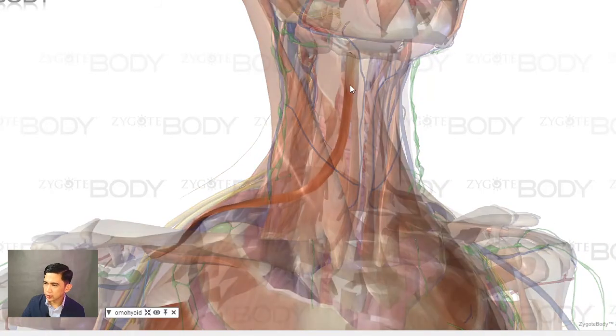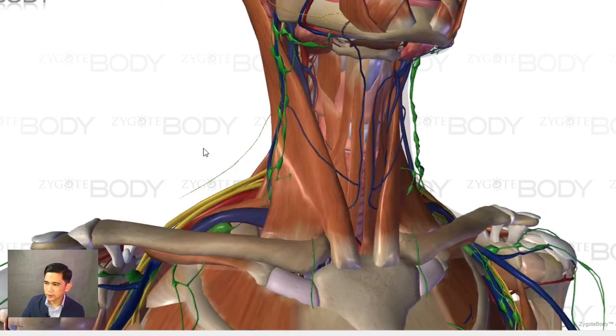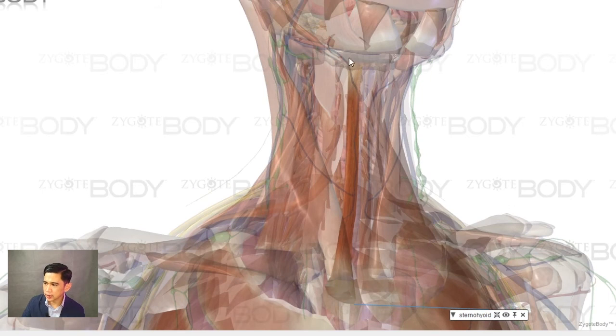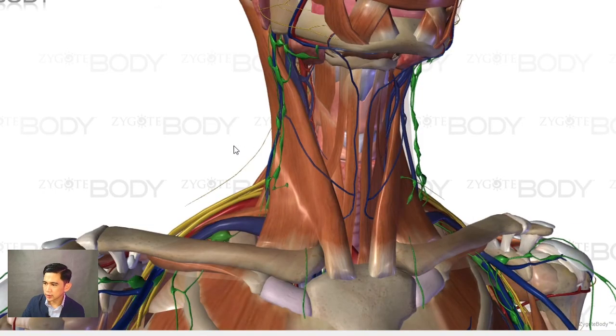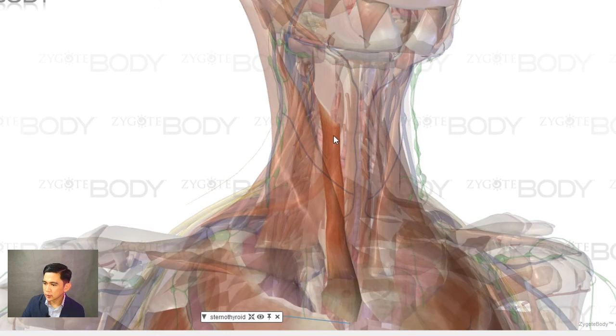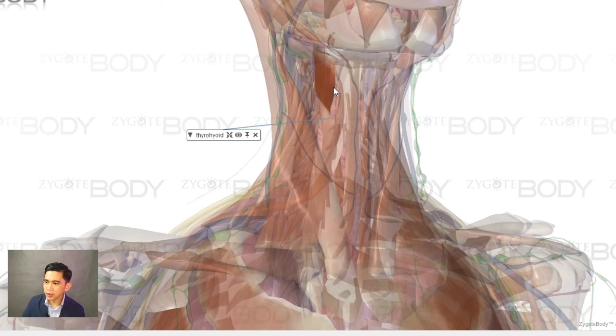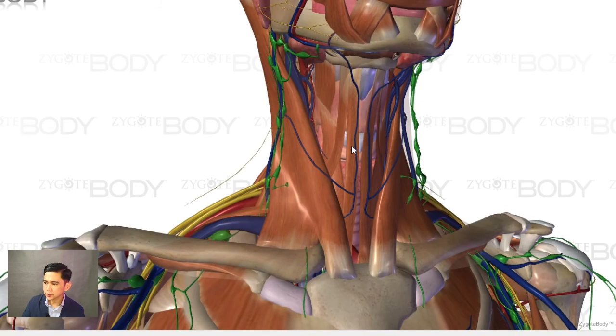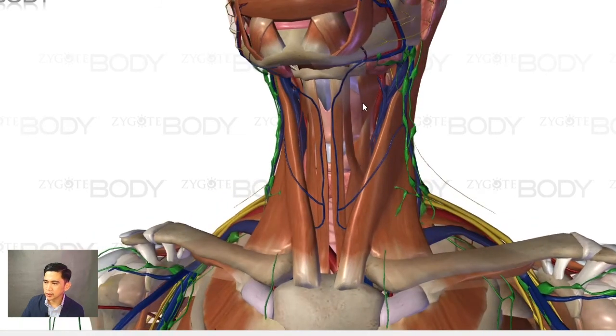So yeah, this is the omohyoid, the strap muscle which goes to the side. This is the sternohyoid, sternum and hyoid. Then we have the sternothyroid, from the sternum to the thyroid cartilage, and above here we have the thyrohyoid cartilage. So these are the strap muscles, 1, 2, 3, 4. We also have one set on the other side, on the left side.